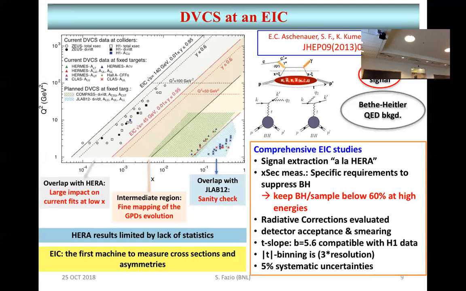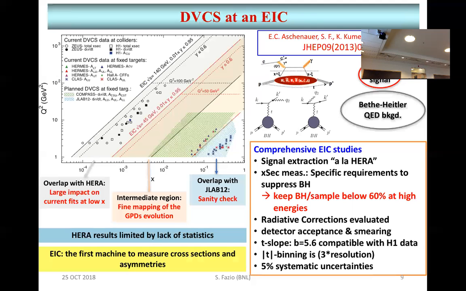So we simulated the data, we did a signal extraction the same way we did at HERA. We measured cross-sections and asymmetries. We also accounted for some analysis details that minimize in the cross-section measurement the contribution from the Bethe-Heitler, which was kept below 70%, 60%. We also had a look at relative cross-sections.